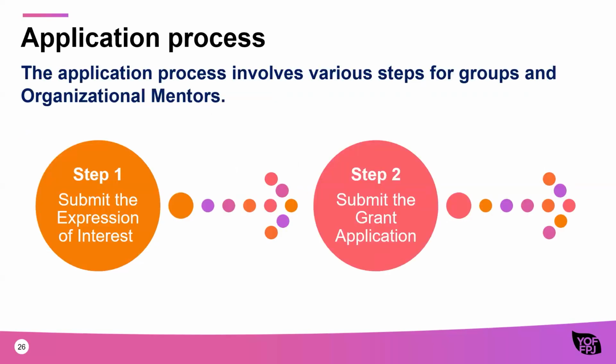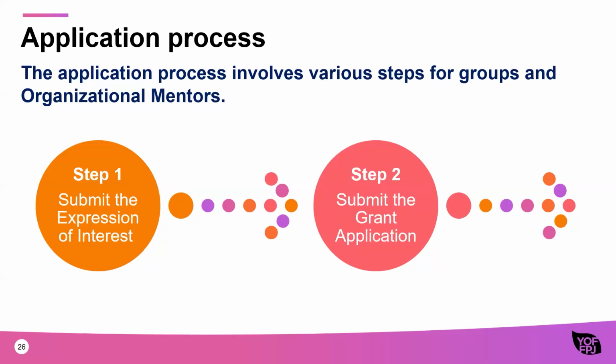The application process involves various steps for the groups and organizational mentors. Step 1. Once the application portal opens, you can complete and submit the expression of interest by the deadline date. At this stage, staff review your group's eligibility, your readiness to do this work, the potential impact of your project, and how well you understand the needs, interests, and experiences of the beneficiaries you want to work with. We notify all applicants of the status of their expression of interest approximately 6 weeks after the deadline.